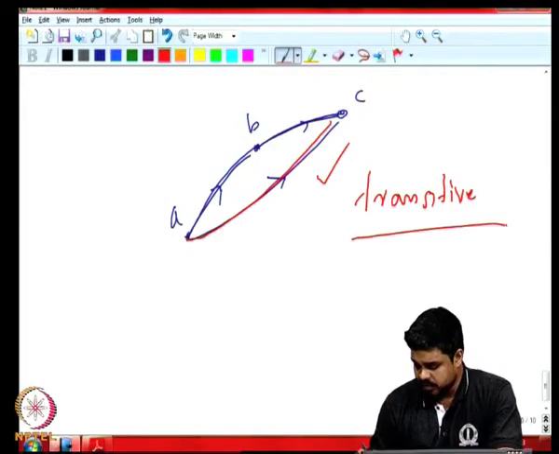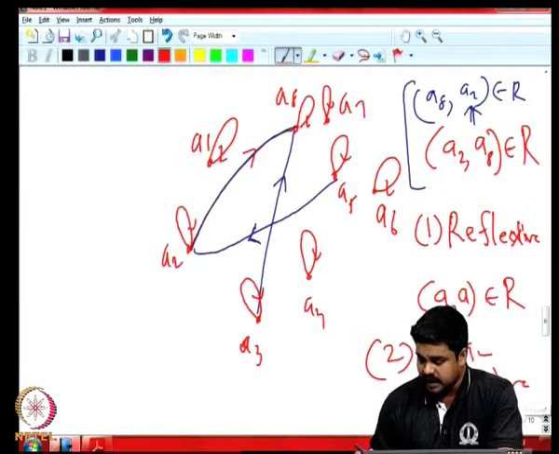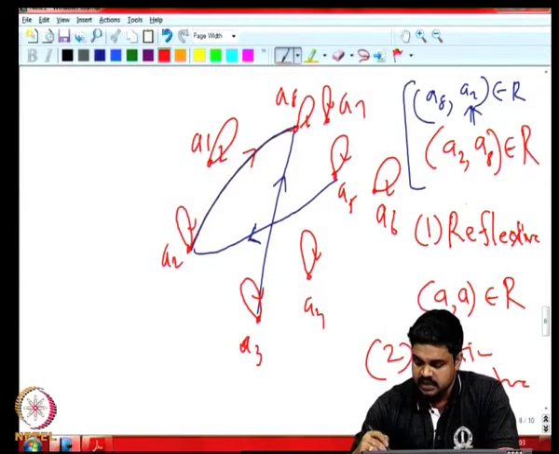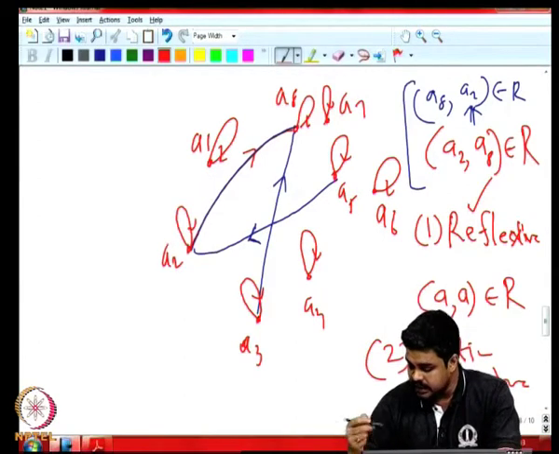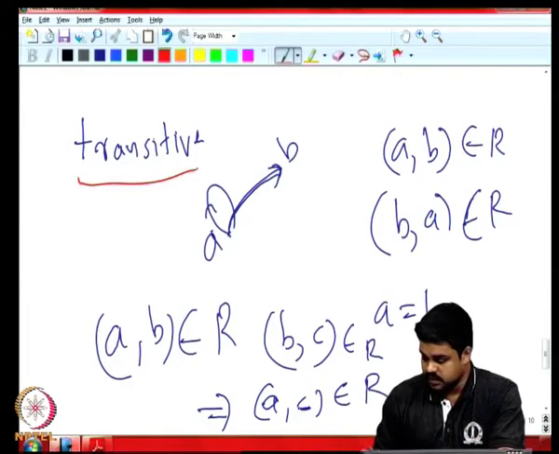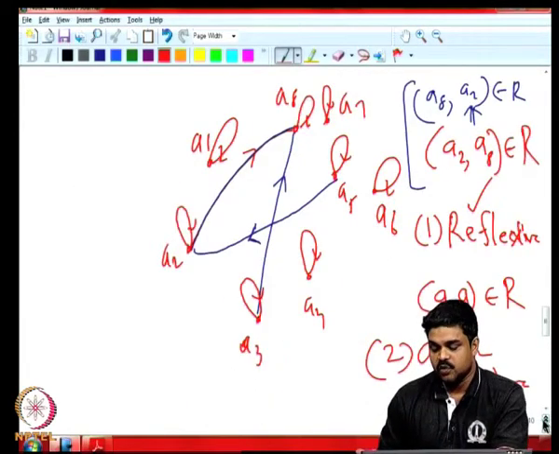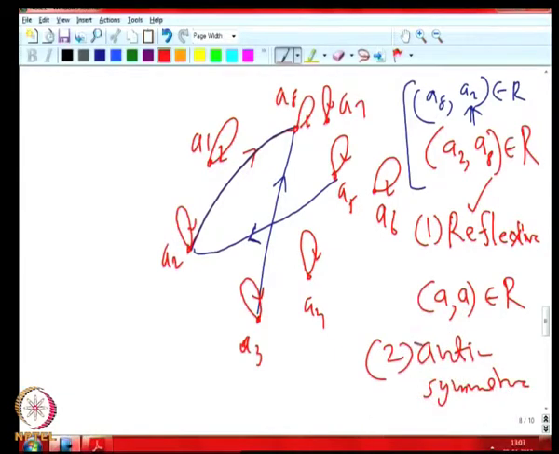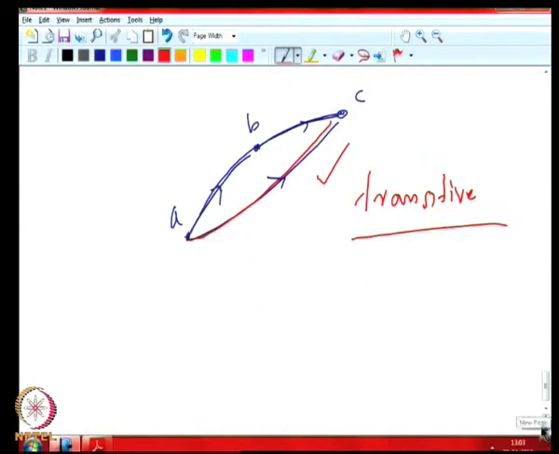Partial order has these three properties. A relation is called a partial order when the relation is reflexive, antisymmetric, and transitive, right? So remember, we will call it an equivalence relation when instead of antisymmetry we have symmetry. So that's a slight difference.